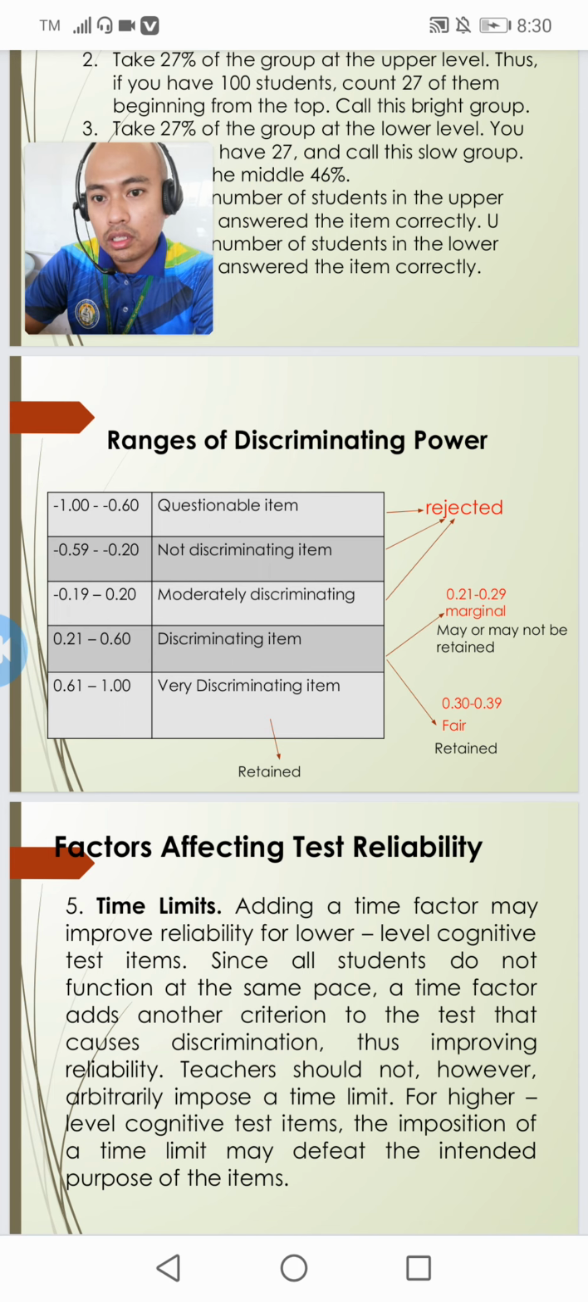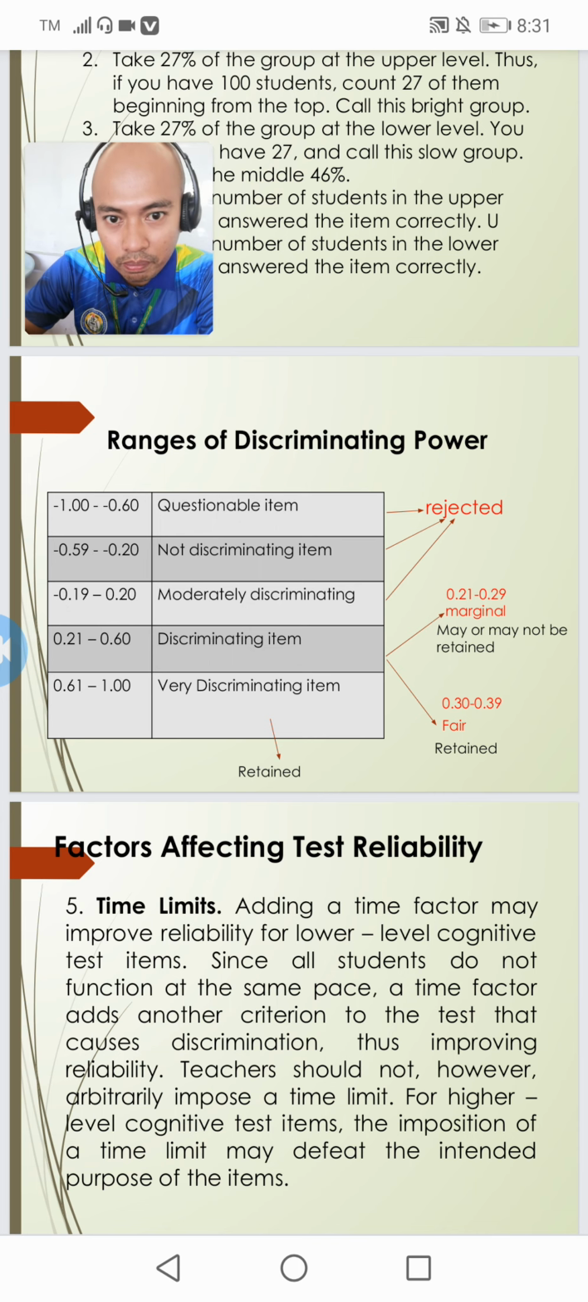From 0.61 to 1.0, that will be a very discriminating item. Yan yung ideal na item in terms of discriminating power. Automatic, we will retain that particular item. Okay?